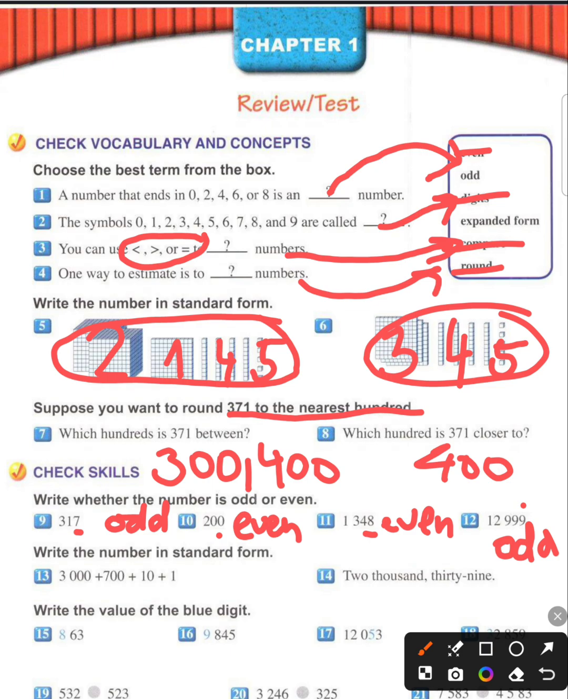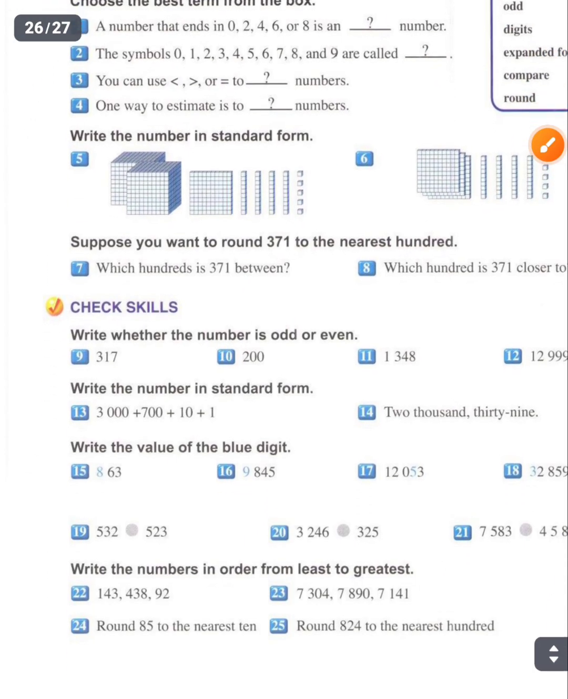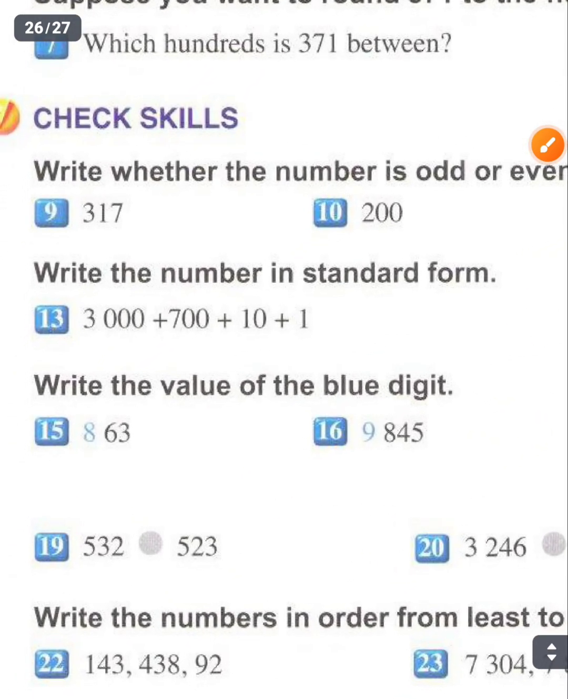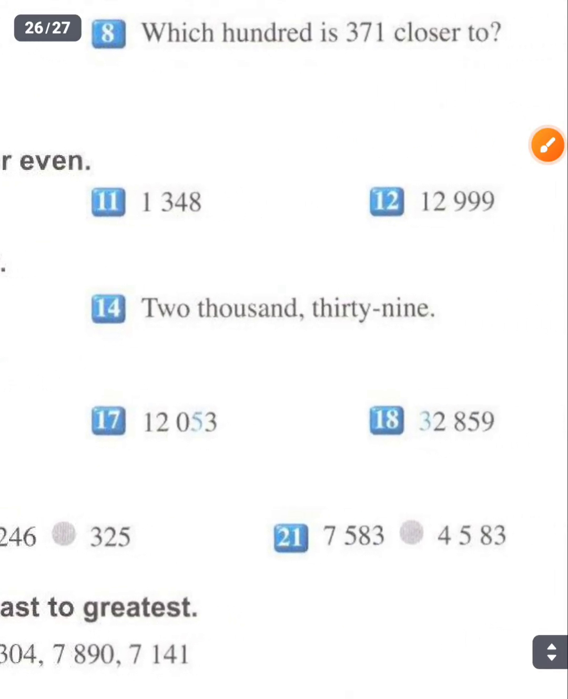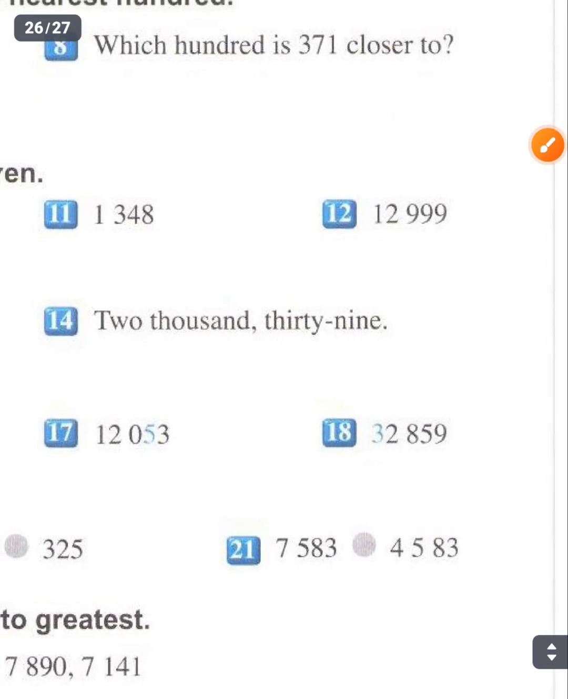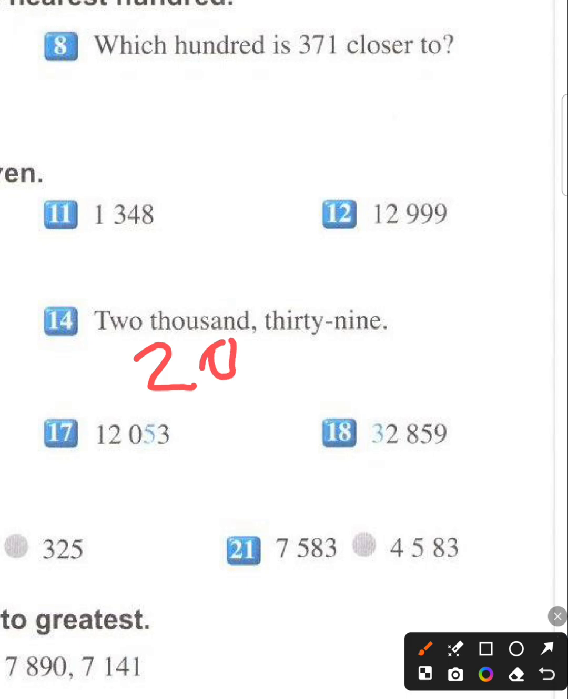Write the number in standard form. Okay, we'll make this back. Number in standard form, 3711. After 2039, 2039. Okay.